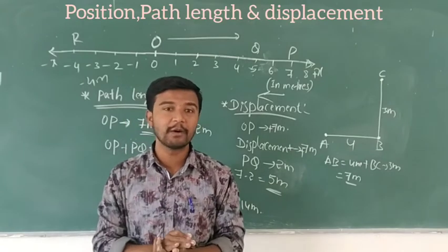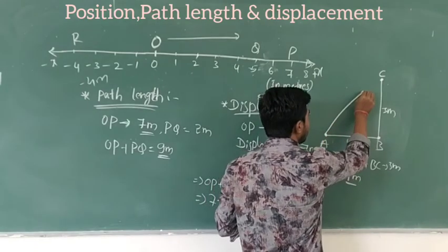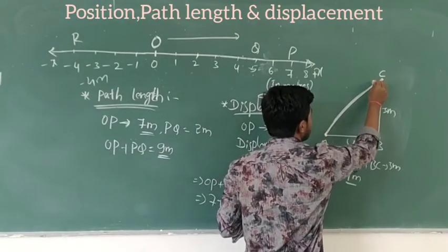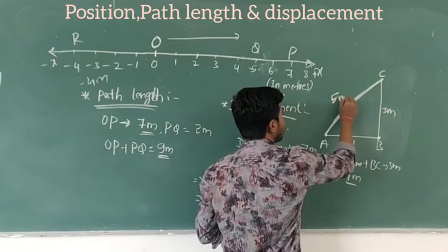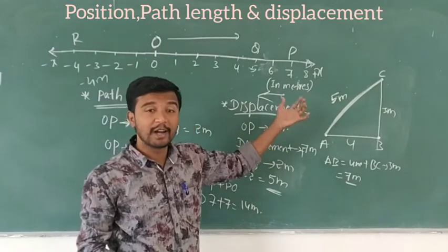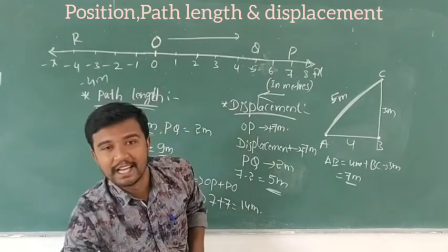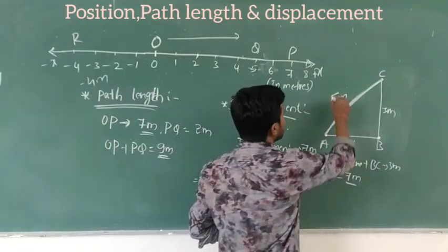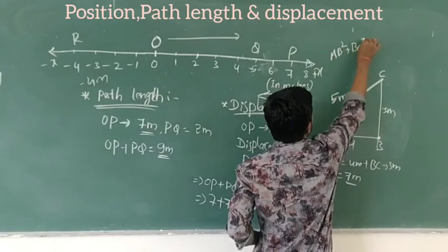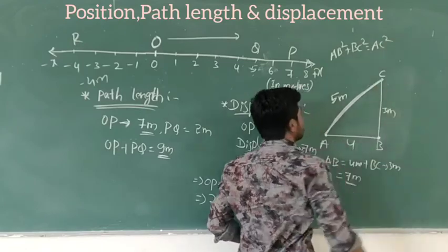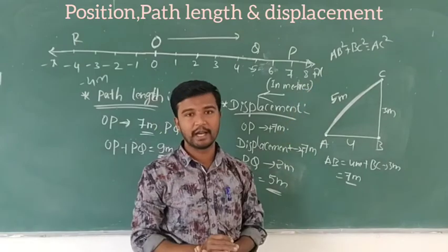But what is the displacement covered by the body? That is simply we go from A to C. That is the displacement covered by the body, that is only 5 meter. You already know how we calculate it: we go to the Pythagoras theorem. AB square plus BC square equals AC square.